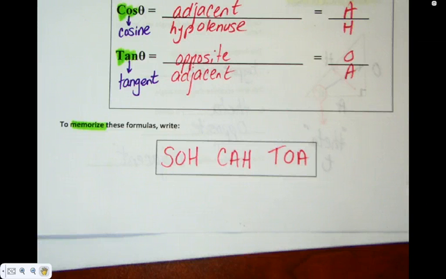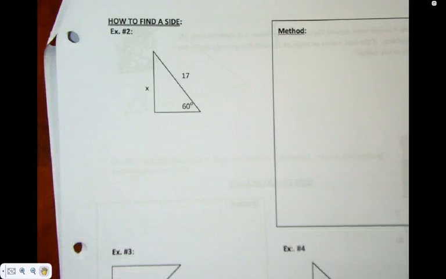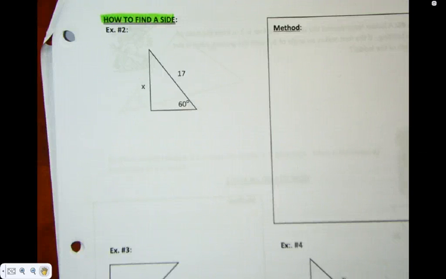Okay. What does this mean? What do we do with it? Well, we use these formulas to find stuff. We're going to look at finding a side, then tomorrow we're going to look at finding an angle. So here's a typical trigonometry question. You'll get a diagram like this. They'll give you some information, and there's an x, and the directions are find x.